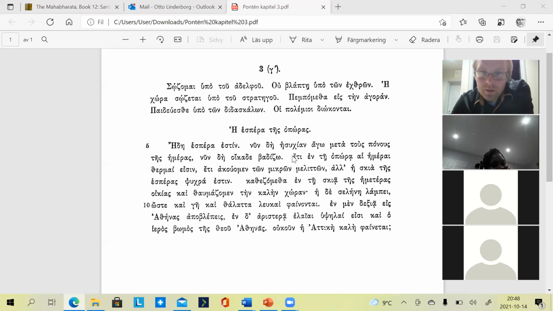Then we have again a longer sentence. Eti ente opera hai hemerai thermai eisin. Eti akuomen ton mikron melitton. Al heskiates hesperas sykra estin.